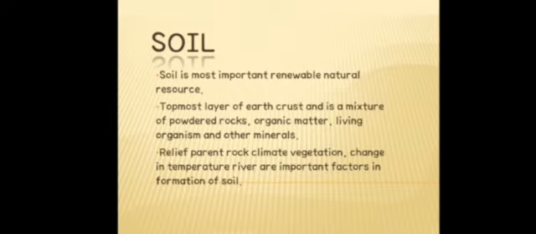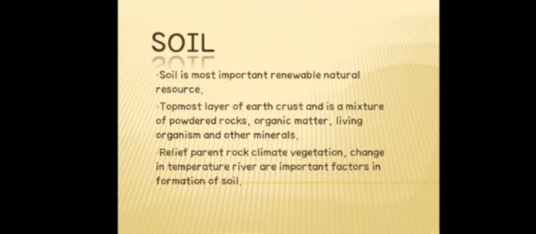The topmost layer of the earth's crust is known as soil, and it is a mixture of powdered rocks, organic matter, living organisms and other minerals. Soil is the most important renewable natural resource. It is the medium of plant growth and supports different types of living organisms on the earth. The soil is a living system and it takes millions of years to form soil up to a few centimeters in depth. This means the soil formation process is very slow.